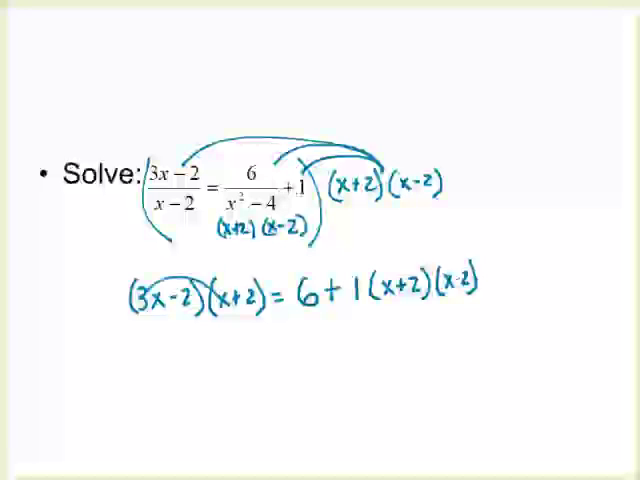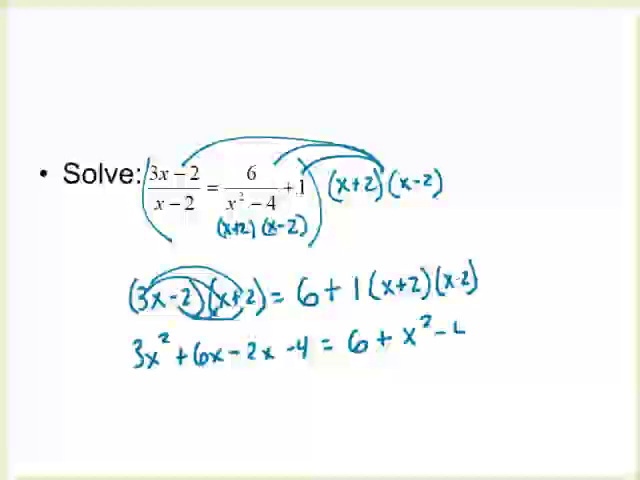Then we need to do our distributing. So 3x squared plus 6x minus 2x minus 4. And when we multiply x plus 2 and x minus 2, we should get back to the x squared minus 4 that we had started with. Then if that was anything other than a 1 in front of there, we would need to distribute that through, but multiplying by 1 doesn't change it.